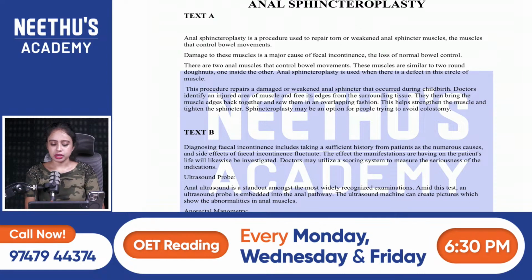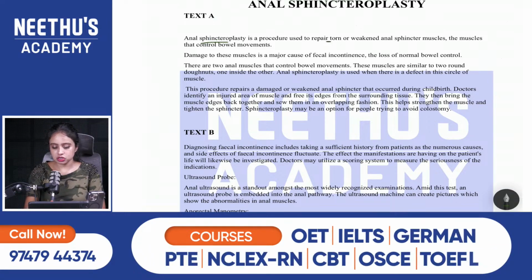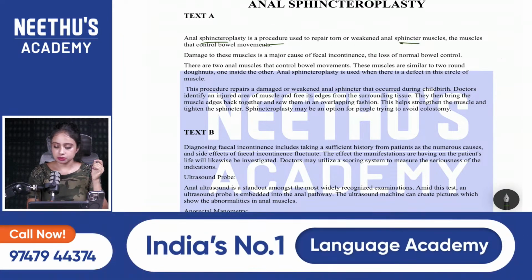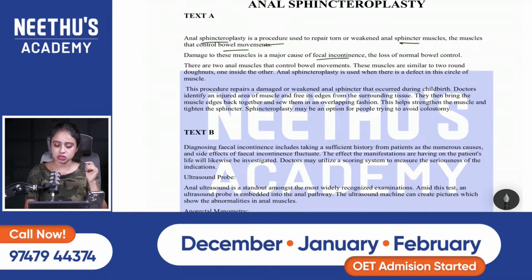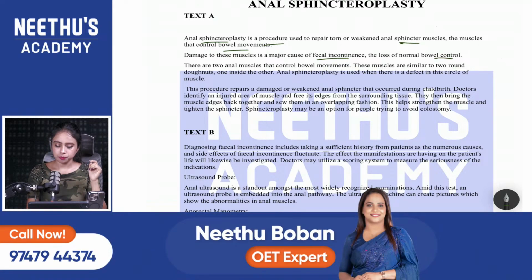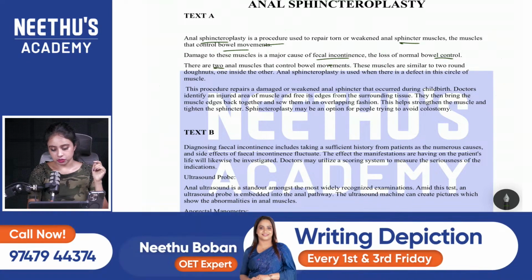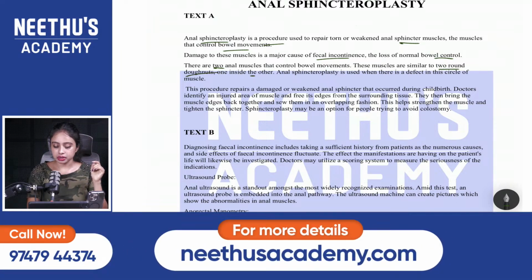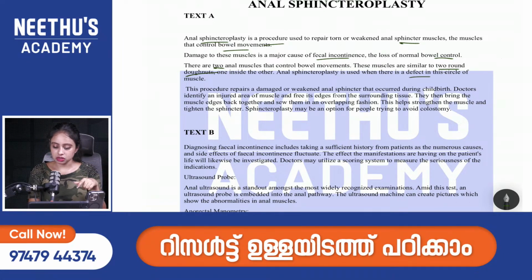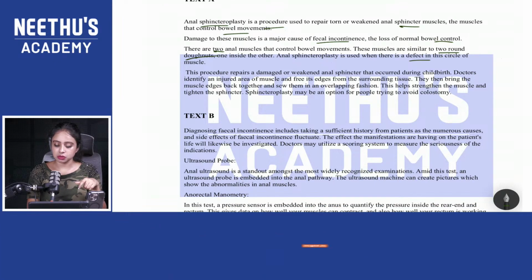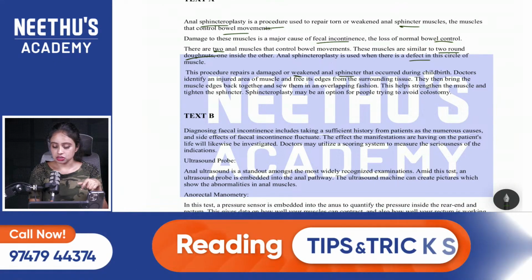Okay, so anal sphincteroplasty is a procedure used to repair torn or weakened anal sphincter muscles, the muscles that control bowel movements. Damage to these muscles is a major cause of fecal incontinence, the loss of normal bowel control. There are two anal muscles that control bowel movements. These muscles are similar to two round doughnuts, one side inside the other. Anal sphincteroplasty is used when there is a defect in the circle of muscle. This procedure repairs the damaged or weakened anal sphincter that occurred during childbirth.